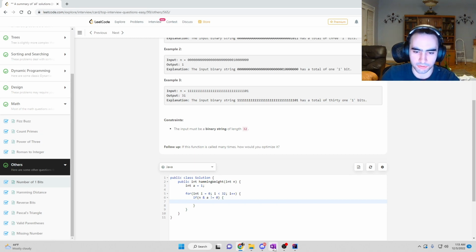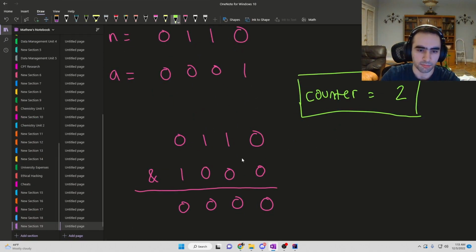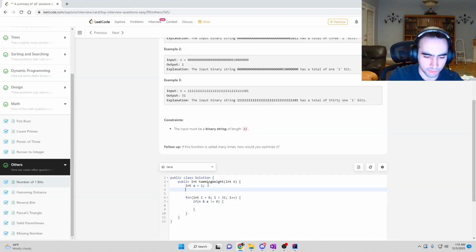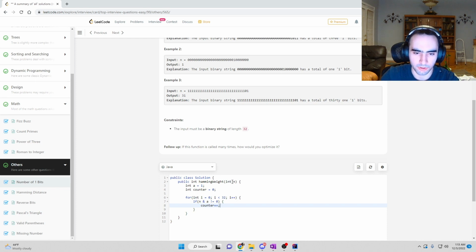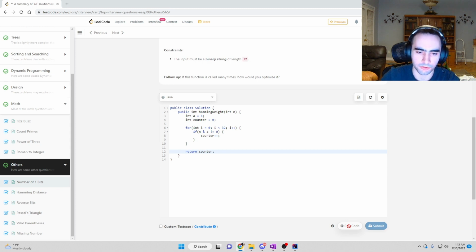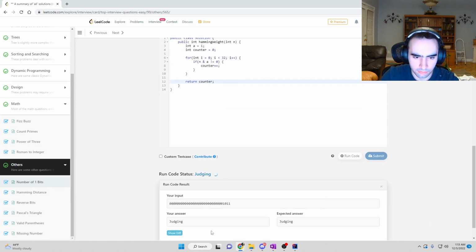As I said, anytime that we AND the two numbers and it didn't equal 0, we're going to increment our counter. So I'll just have an int counter up here that starts at 0. And then here, I'm going to increment the counter, because that means that we found a bit from our input that is actually on, right? And yeah, that's literally it. At the end, we're just going to return counter, and we could run this to make sure that it's right.